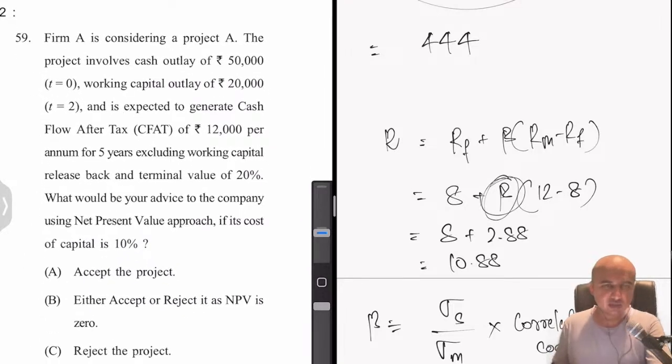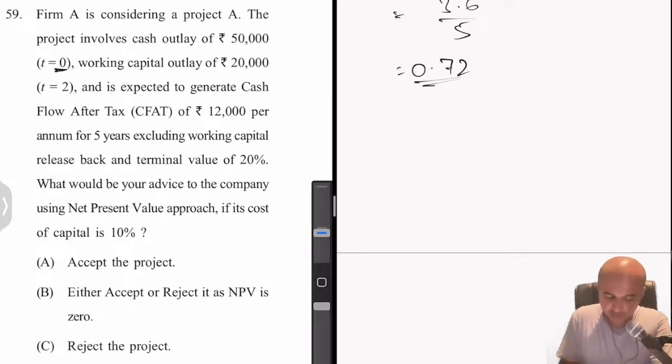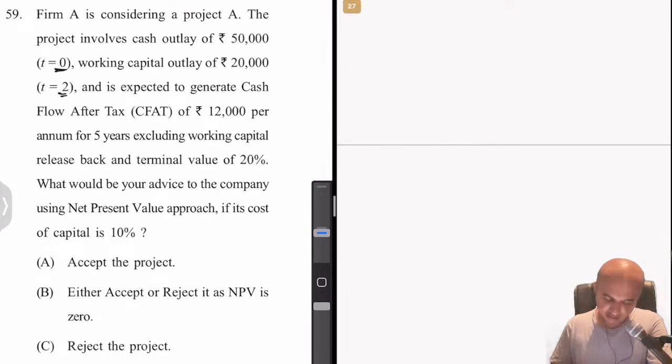Let's move on to the next question, the last practical question. Firm A is considering a project A. The project involves a cash outlay of 50,000 now, a working capital outlay of 20,000 in year 2, and is expected to generate cash flow after tax of 12,000 per annum for the next 5 years, excluding working capital release back, and a terminal value of 20%. There is some salvage value as well. What would be your advice to the company using the net present value approach if its cost of capital is 10%, whether to accept or reject the project?